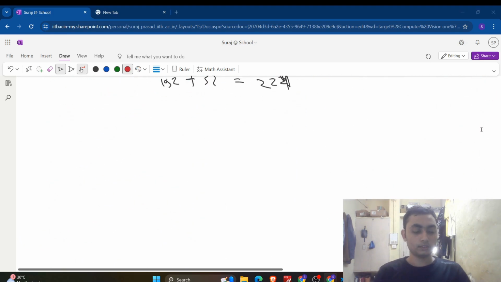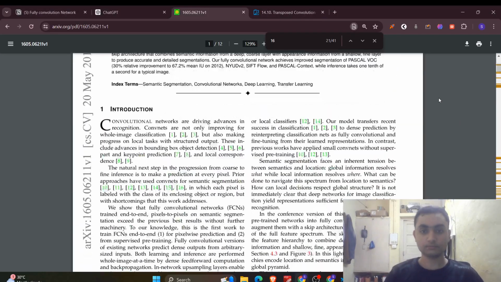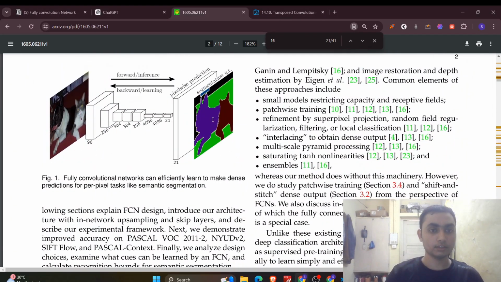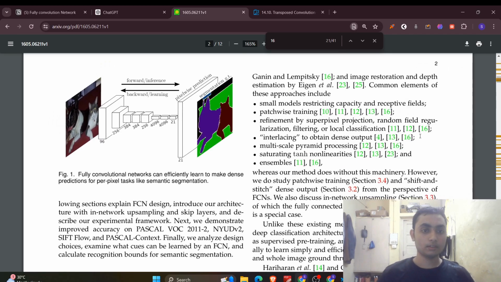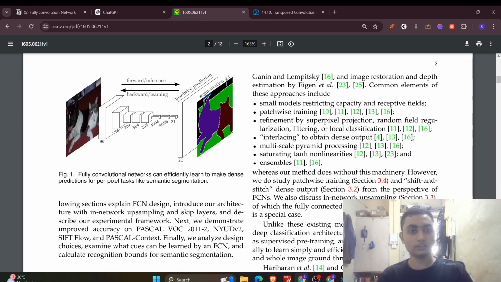Let me go through the paper once. If you see this part, there are 21 layers, and if you stack them all, you can see that the dog looks like this. The dog has been segmented with blue color, the cat with this brown color, and the background is green and black. I will come to this.